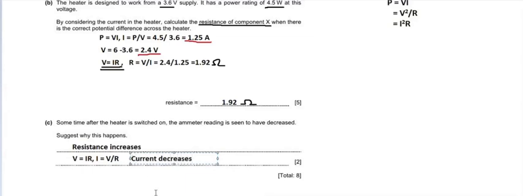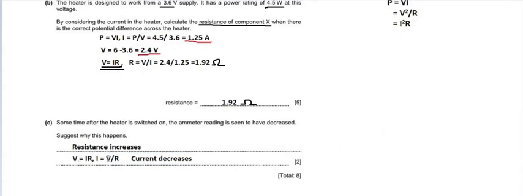So what happens to the reading in the ammeter? It should decrease because the current decreases, because the potential difference across the heater remains constant. That's why I is inversely proportional to R. So if R is increasing, the current decreases.